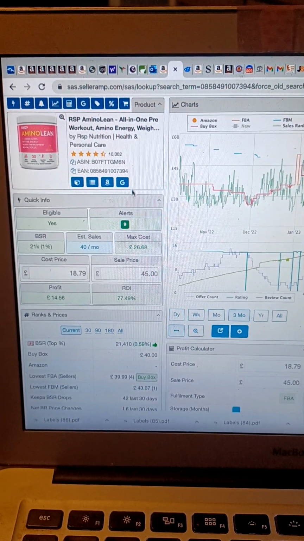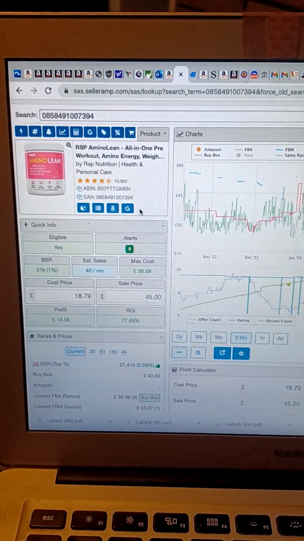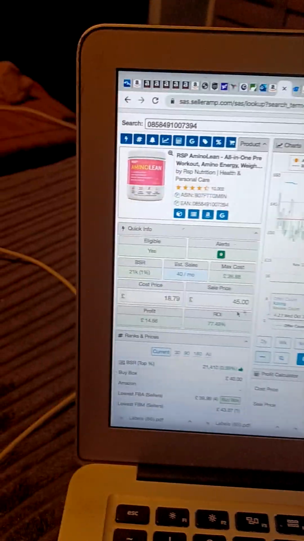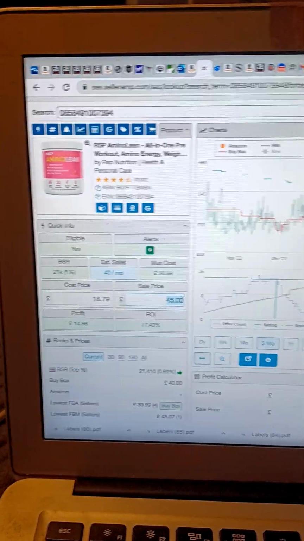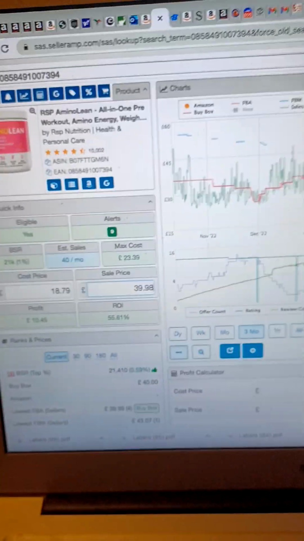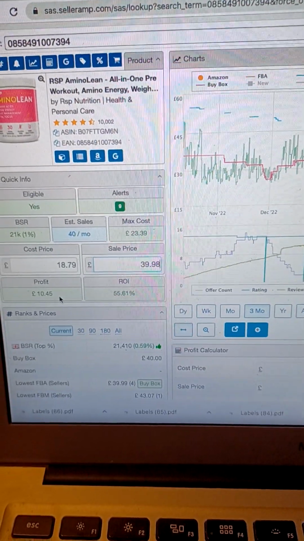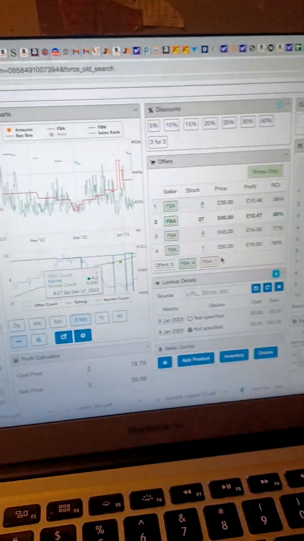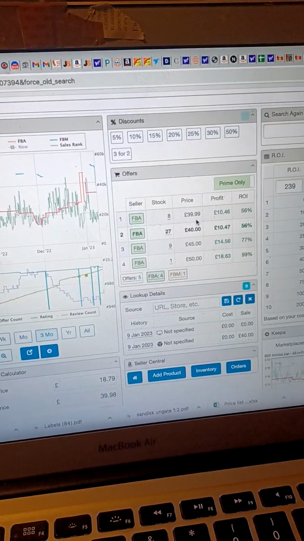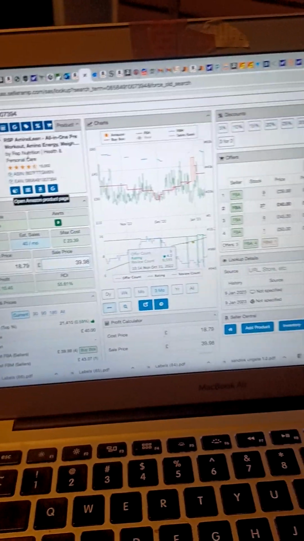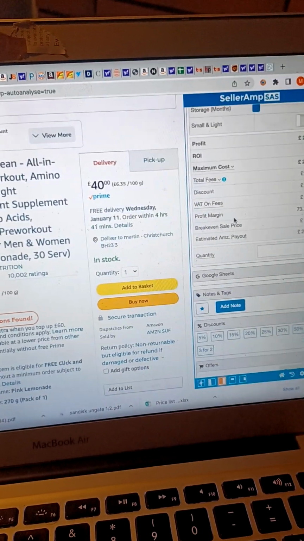So yeah, if you start going, oh okay, well look over here, he's $39.99. This is what people do. They go, if I go $39.98, I'm still making £10.45, and I'll be more likely to sell it because I'm cheaper. Wrong. We've already covered that, because the 40 pounder is in the buy box.